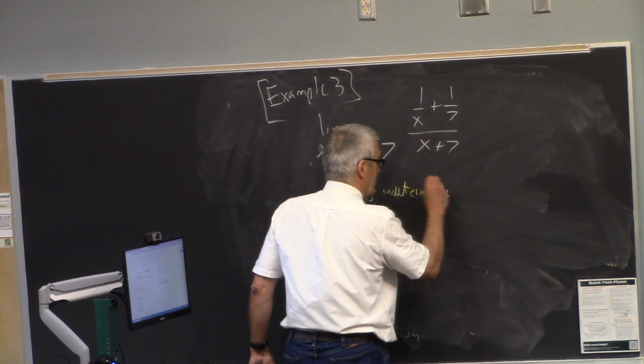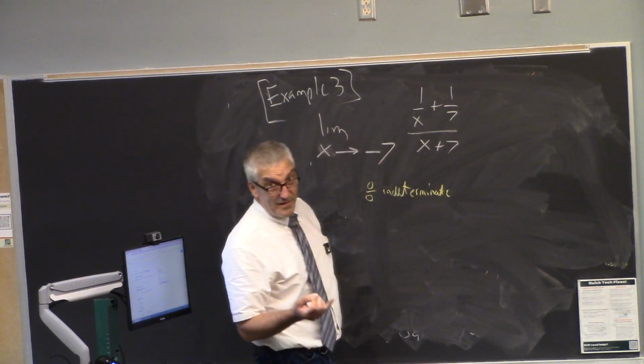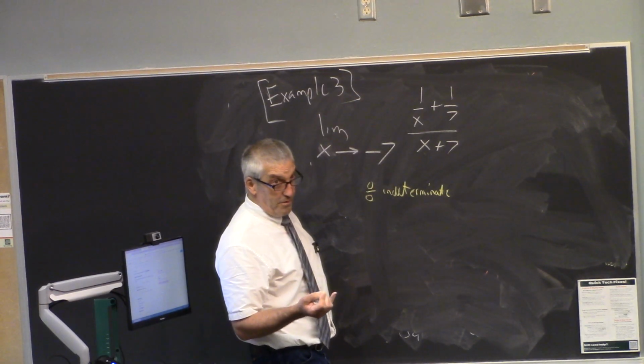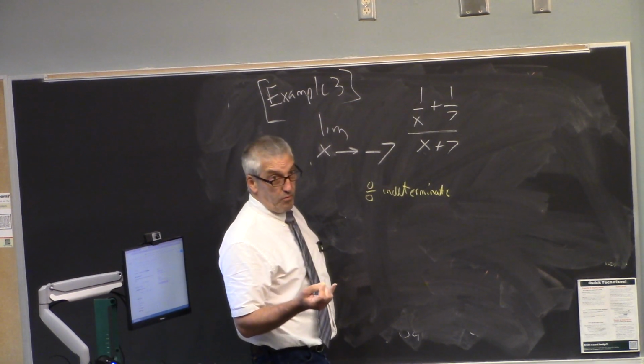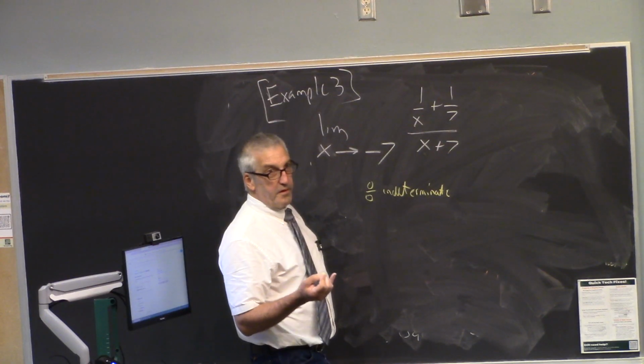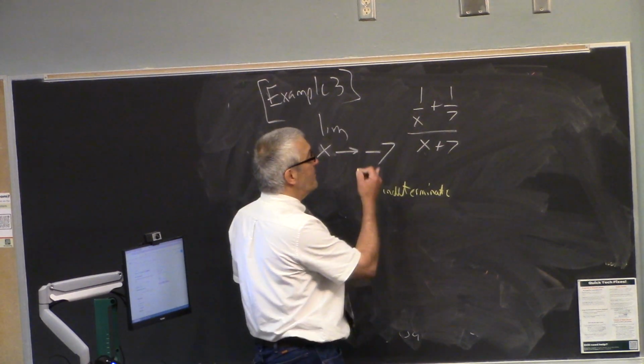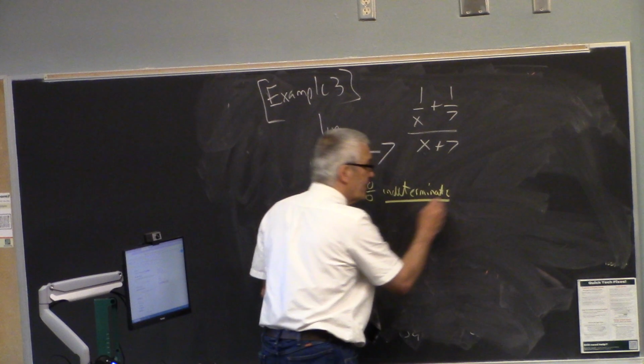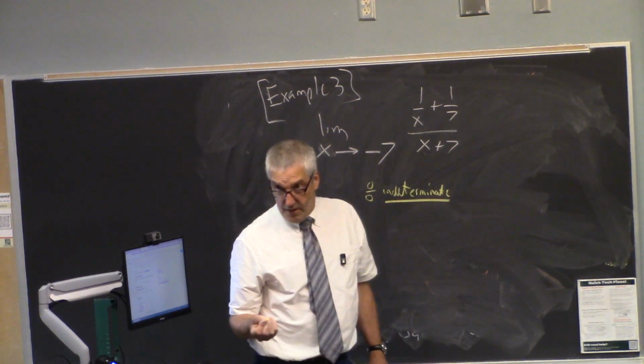That doesn't mean that the limit is undefined. It certainly doesn't mean that it's 0. 0 over 0 doesn't equal 0. 0 over 0 doesn't equal 1. 0 over 0 is undefined. But this does not mean our limit is undefined. It means that it's indeterminate. It means that it's too soon to say.